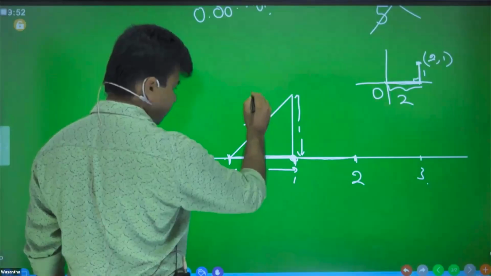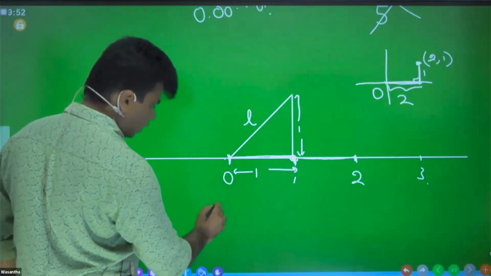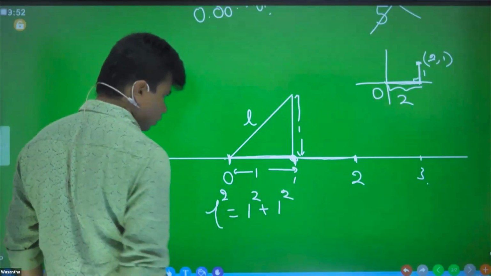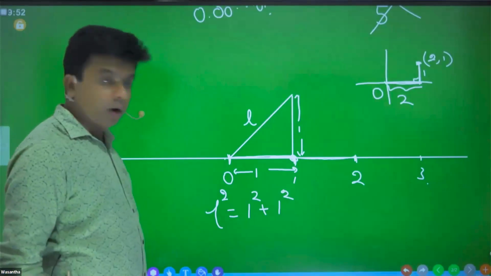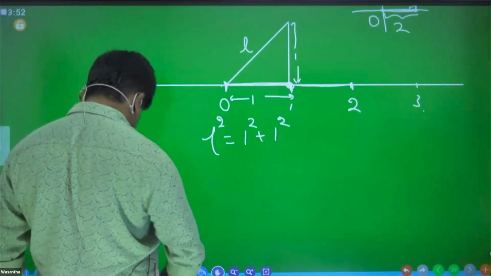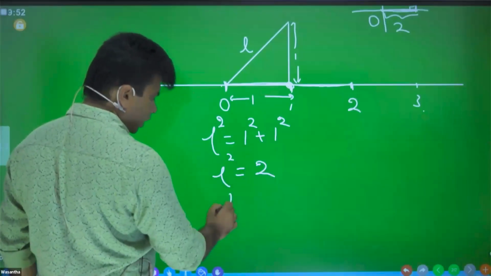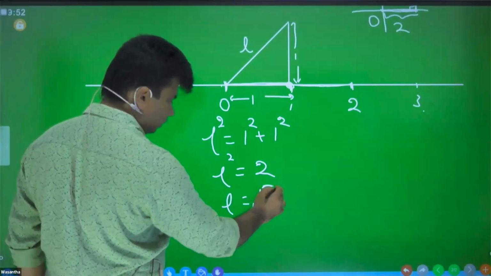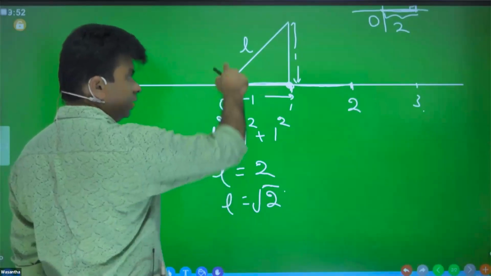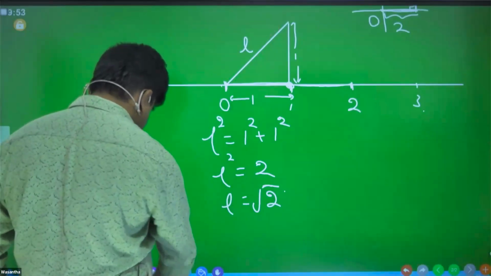Now if I take it as L, you know that's a right angle triangle, so L squared equals 1 squared plus 1 squared. Then L squared equals 2, then L equals the square root of 2. I don't take plus or minus because L is a length here. Now what do I do? I can do it like this.